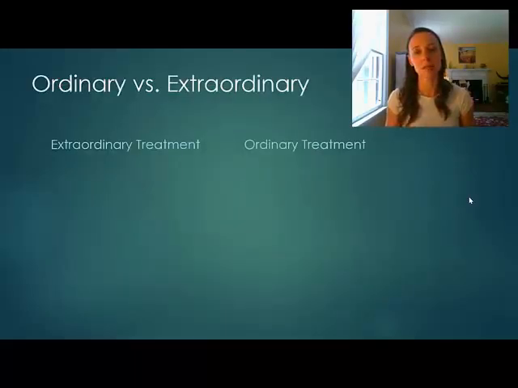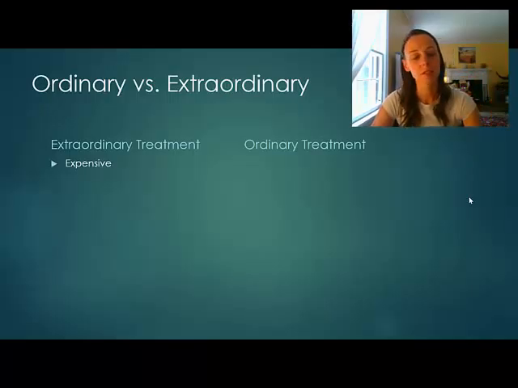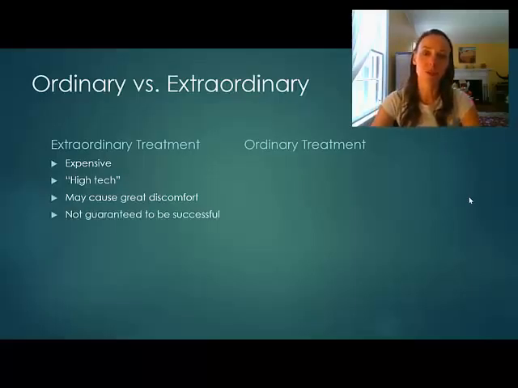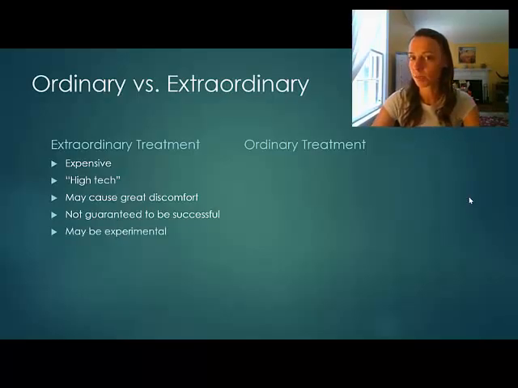The other distinction that Steinbach wants us to think about is the difference between ordinary and extraordinary treatment. This is going to get us back to some of those famous cases that I talked about in the first video. Extraordinary treatment, sometimes called heroic measures, usually involves expensive new technologies. Not always, but it may sometimes cause a lot of discomfort to the patient in an effort to cure or heal them. Extraordinary treatments usually are not guaranteed to be successful. There's some kind of gamble that you're taking by undergoing an extraordinary treatment. They may sometimes be experimental, although that's not necessarily the case. There are lots of very high technology, expensive treatments that are not experimental.